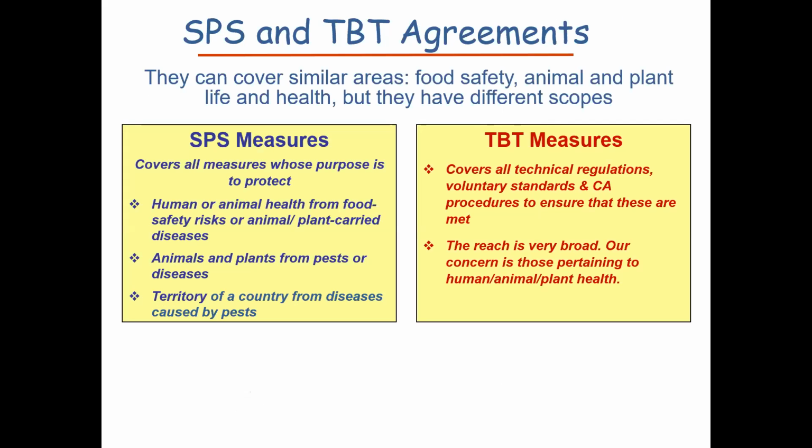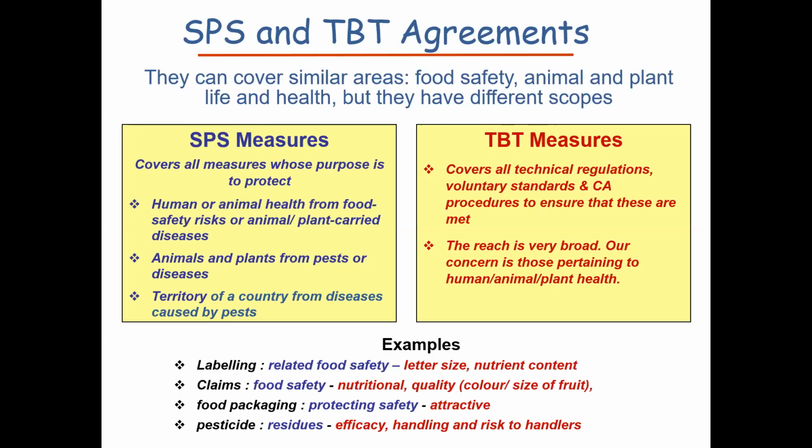Now, just to tell you how these interact with the TBT and the trade facilitation agreement. So now we see that they can cover similar areas like SPS and TBT. The TBT agreement is very broad. It'll cover every item, every area, the technical regulations, which are the mandatory standards, the voluntary standards, and the conformity assessment procedures. The reach is very broad, but we are looking at it in relation to human, animal, and plant health. Where is it that SPS measures are used and where is it that TBT measures are used? So this is an area where most countries get a little confused. So I've given some examples which may help in understanding.